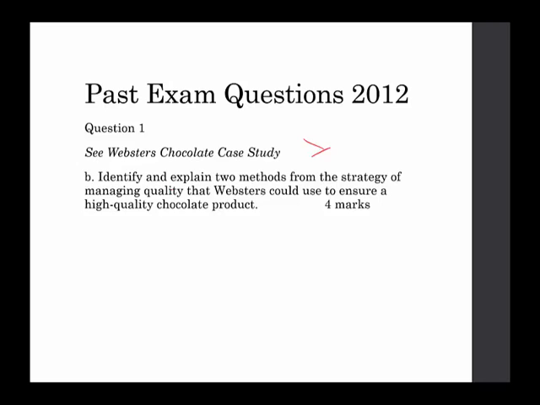Okay, so I would choose probably quality control and total quality management, unless they're distinctly different. So you can talk about those 2 methods. Here you don't have to recommend one or justify it, so you could just explain the actual methods and how they would relate to Webster's, the chocolate manufacturers.